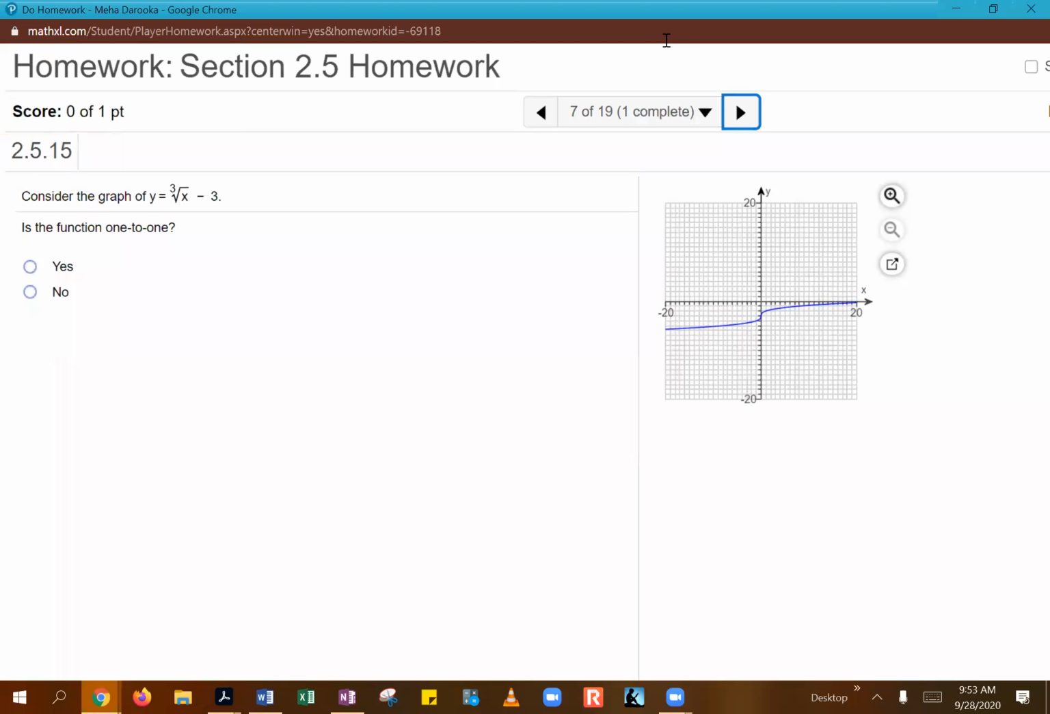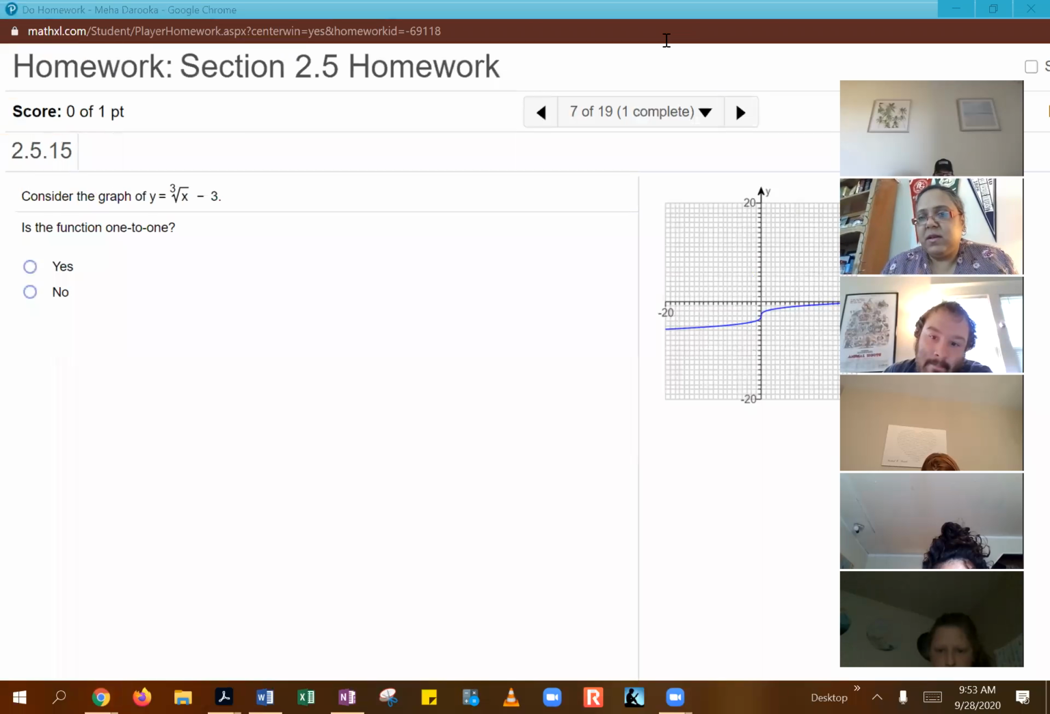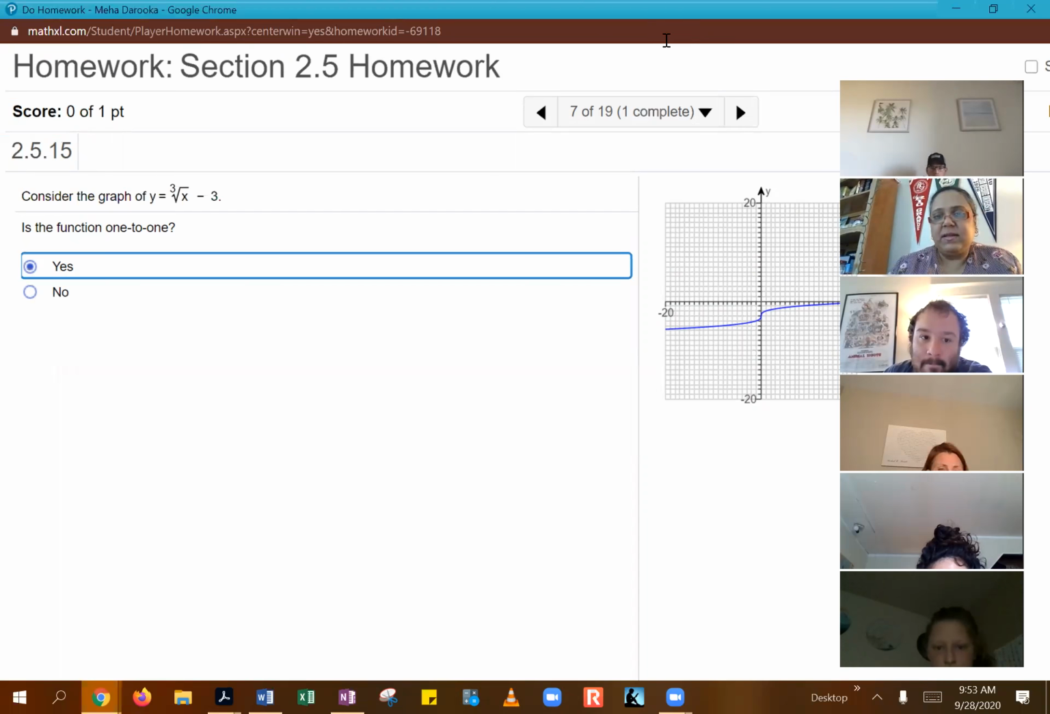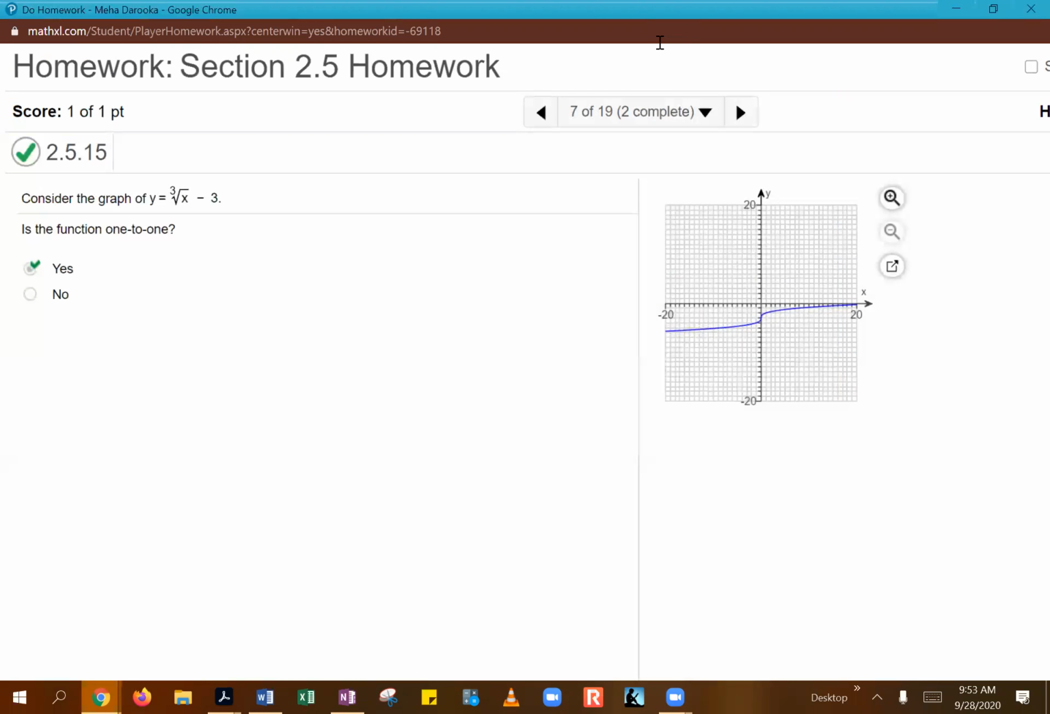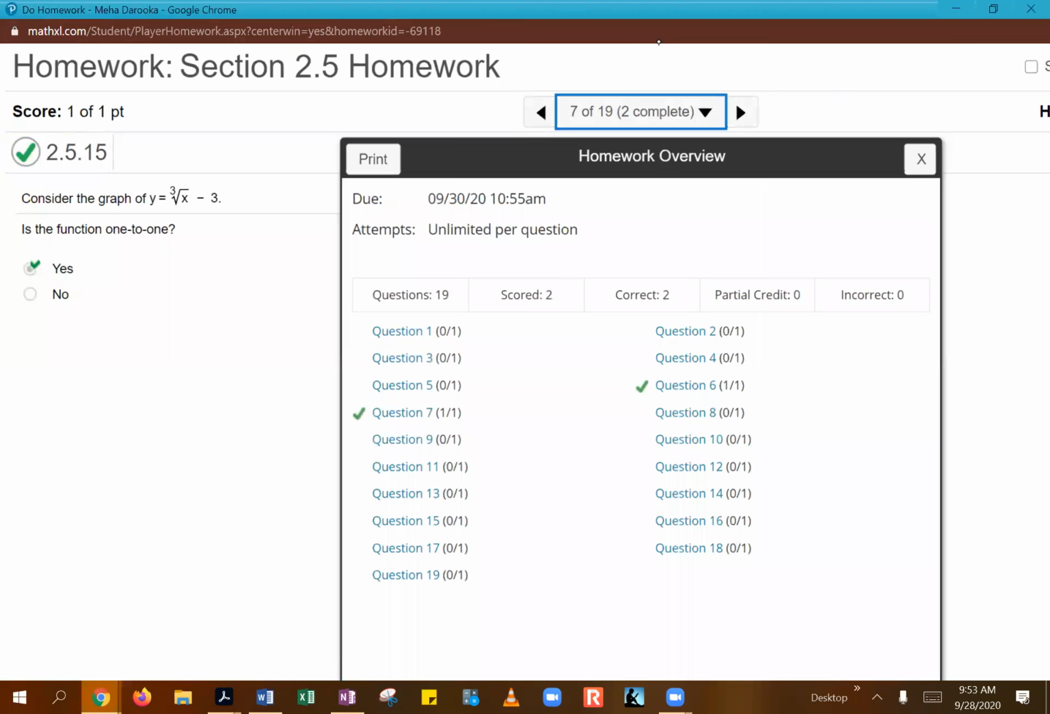So what do you think about this guy? Will this be a function if you draw a horizontal line through that? Yeah, Hannah, I'm seeing you nod, Arthur, Katie. Alrighty, very nice. Okay, let's look at our next one here.